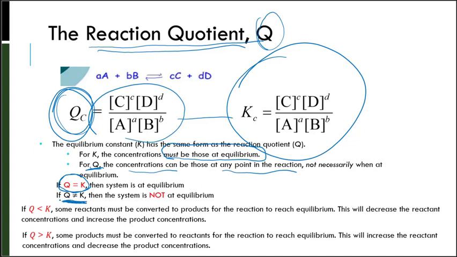If Q does not equal K, then we are not at equilibrium. If Q is less than K, some reactants must be converted to products for the reaction to reach equilibrium. This will decrease the reactant concentrations and increase the product concentrations. If Q is greater than K, some products must be converted to reactants for the reaction to get to equilibrium. So that will increase the reactant concentrations and decrease the product concentrations.